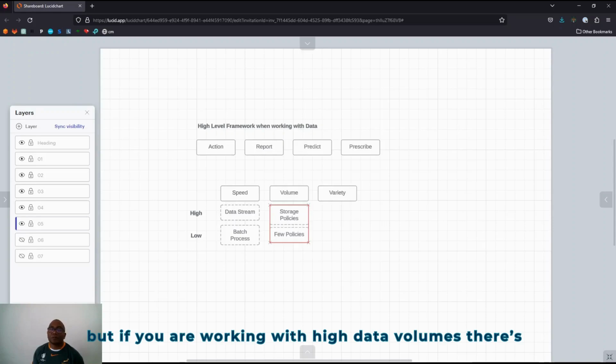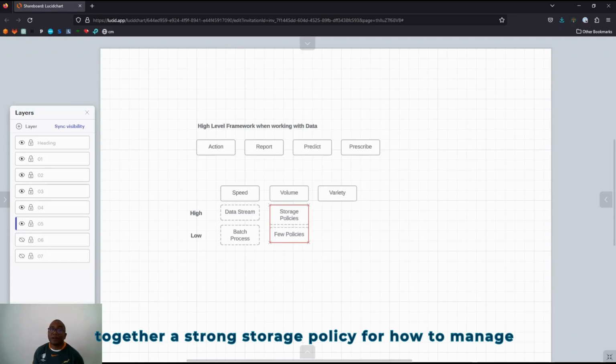But if you're working with very high data volumes, there's a really good chance that you're going to be putting together a strong storage policy for how to manage that data. The reason for this is that while in most cloud instances, especially if you're using cloud storage, uploading that data can be pretty cheap, pulling it down can be pretty expensive. If you're not using cloud storage, this tends to be a little bit more mitigated, but it doesn't change the fact that you still have to have a policy for how we're going to be managing this data as it comes in.